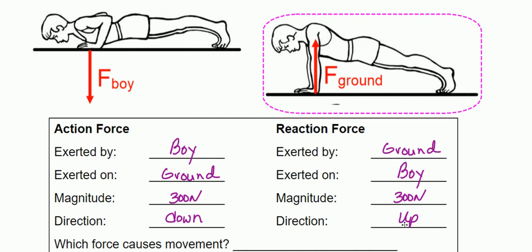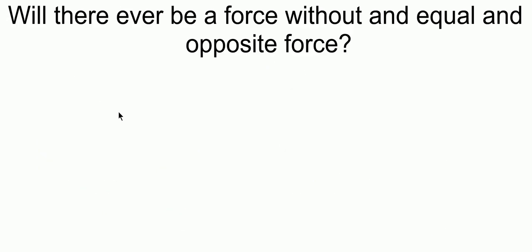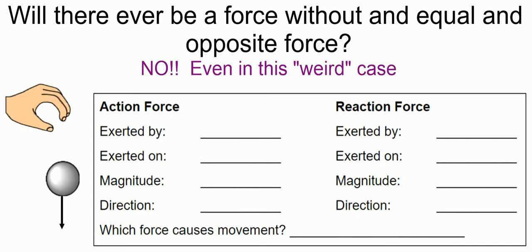And now we have a force directed upward, don't we? A force that can move his body up, and of course it does. The last question down here then is which force causes movement of the boy's body? And the answer there is the reaction force, isn't it? It's up. It can move him upward. What do you think? Do you think there are any exceptions? Are there any forces in the universe that don't have a partner? A force all by itself, not in a force pair? Well, of course, the answer is no.